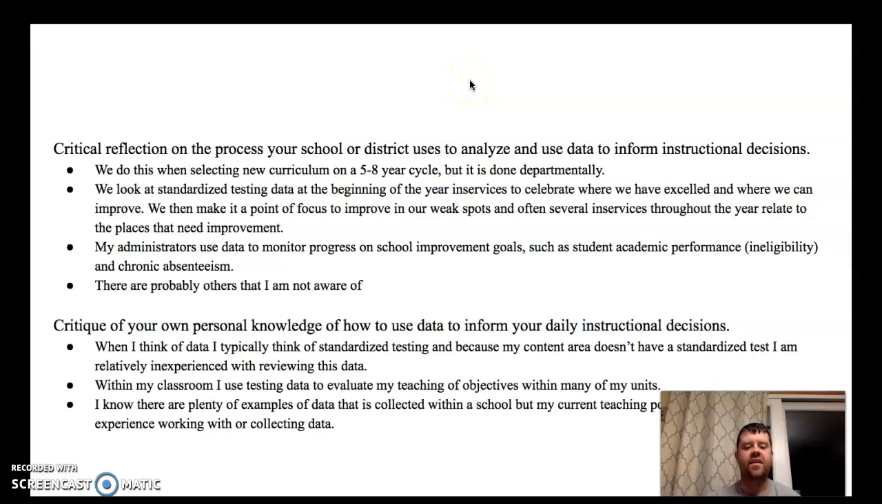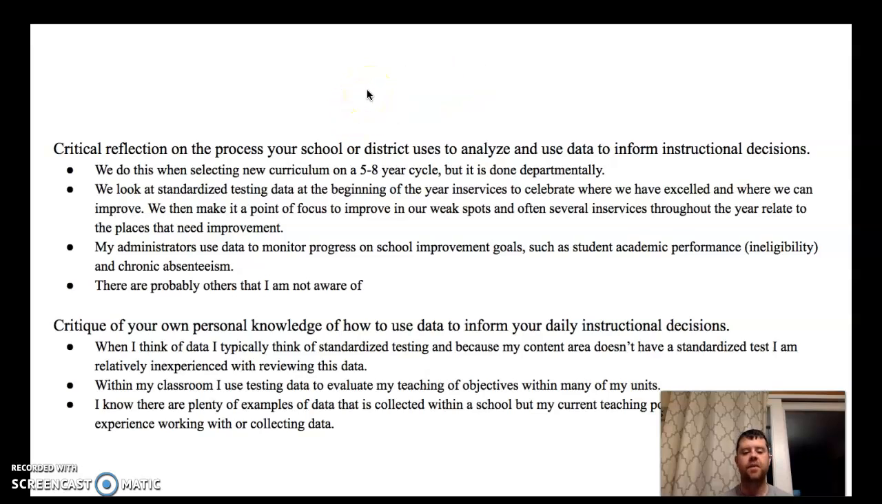We look at standardized testing at the beginning of the school year, especially this year, where we looked at where we excelled as far as standardized tests and where we struggled. We celebrated the spots that we excelled at and came up with a plan to improve the spots that we were maybe not so proud of. And that has been a driving force on some of the professional developments or the in-services we've had this year. A lot of them have related to the reading side of things and improving reading comprehension.